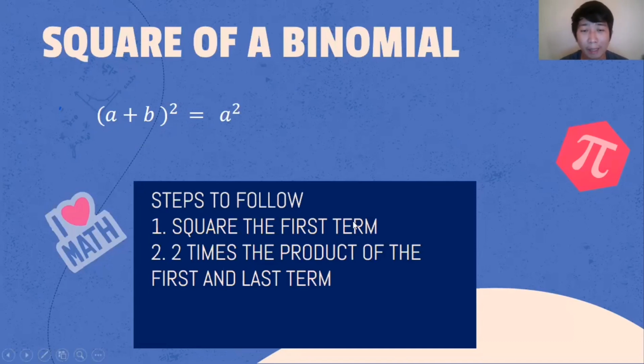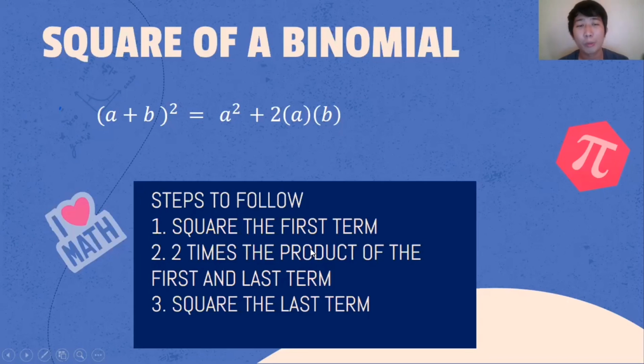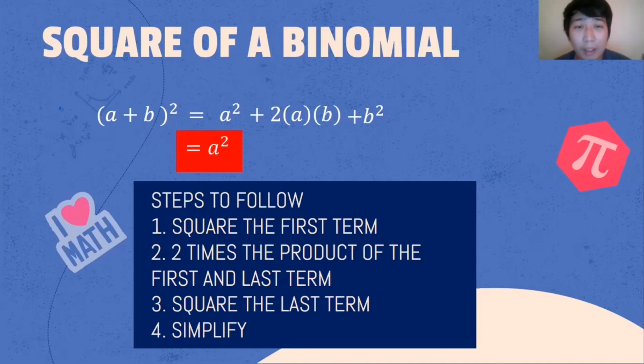Next, 2 times the product of the first and last term. Third, square the last term. That would be squaring the last term. That's the next process. And the last process will be simplify. What is a squared? Syempre, a squared pa rin. So 2 times a times b, that is 2ab. Then, square the last term, b squared. That could be our final answer. It's very easy, right? Just simply follow the steps.